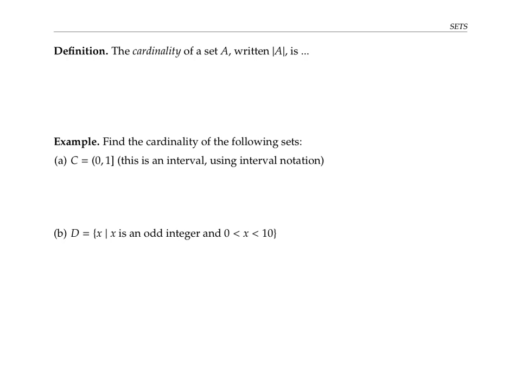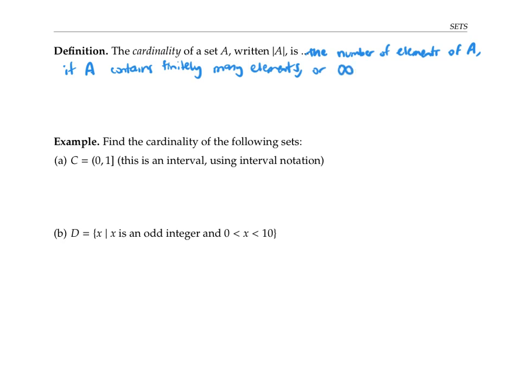The cardinality of a set A, written with these absolute value signs, is the number of elements in A if A contains finitely many elements. And for now, we'll say that the cardinality is infinity otherwise. Later on, we'll refine this definition when we talk about different sizes of infinity.